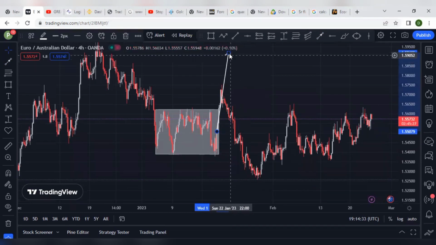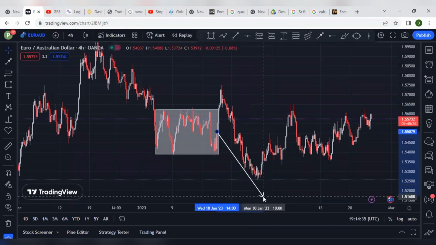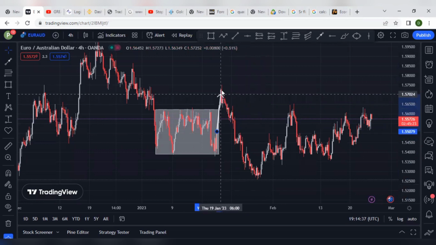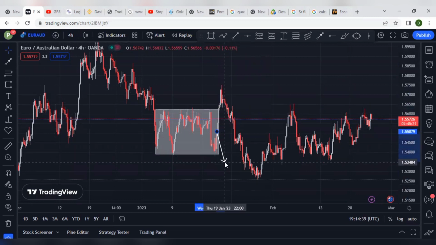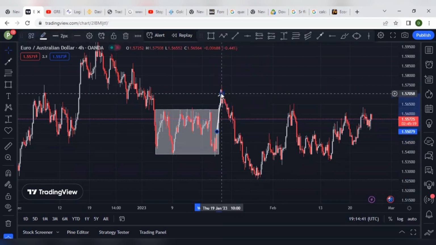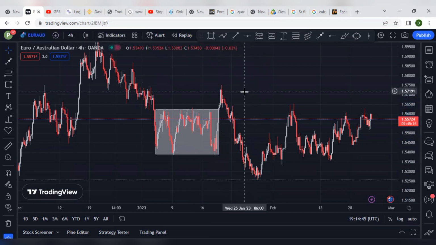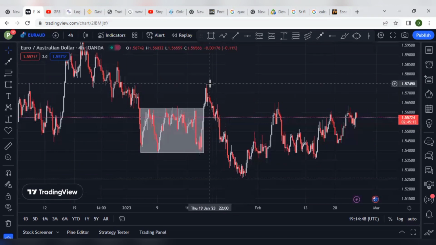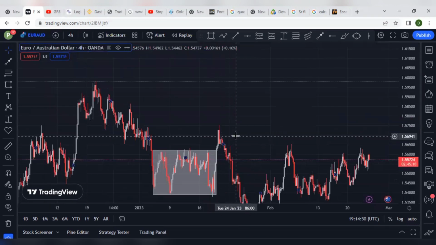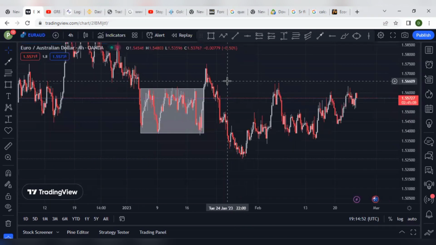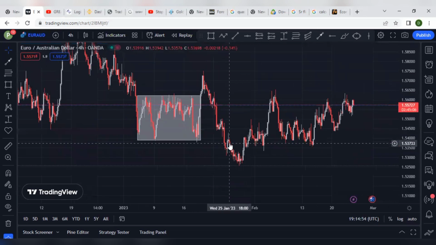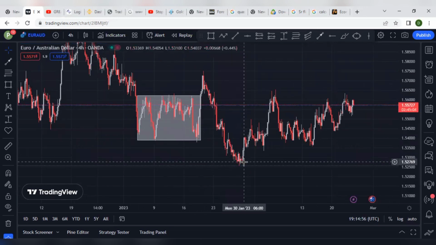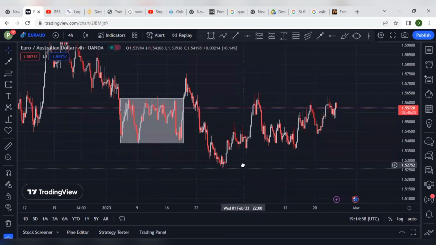Or I would love to see it very big like this. All these small ones, I consider them as manipulation. So clearly this is a manipulation over here. This is a manipulation that I'm seeing over here, and you can see that the market came down as well. Market came down, taking this low as well, and then this is our last low.